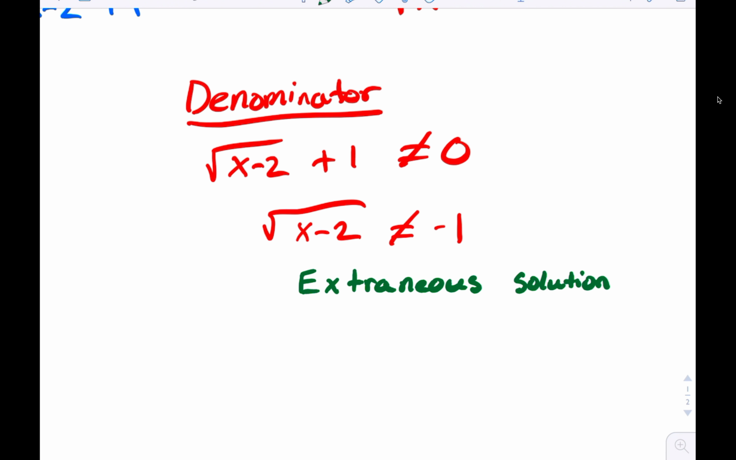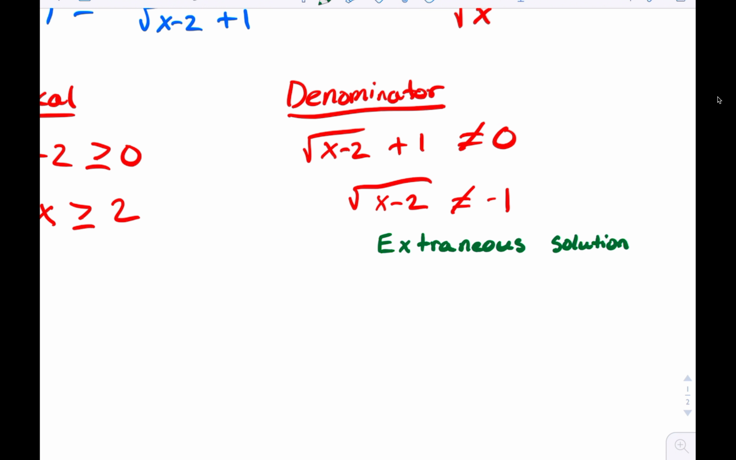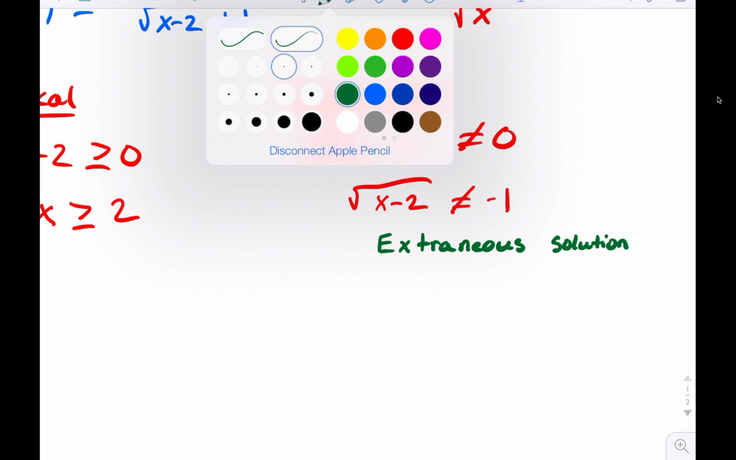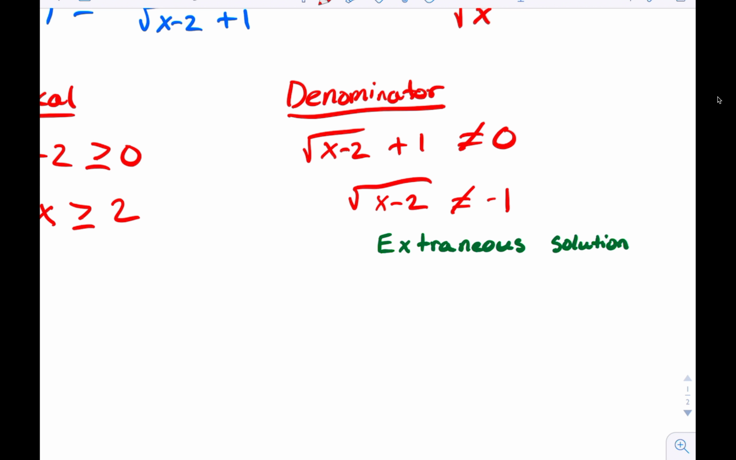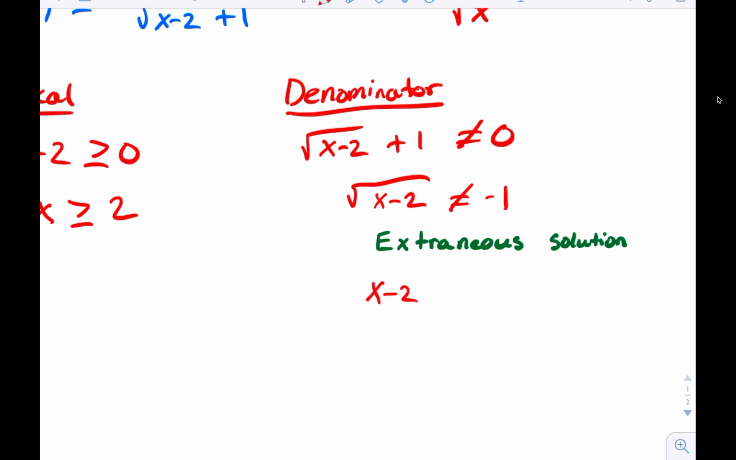What that means is that when you work out the problem, it's going to tell you that this is the number that's not going to work, but if you actually plug that number back into the problem, it actually will work. So it's called an extraneous solution. I'm just going to finish this part, and I'll show you what I mean. To get rid of my square root, I'm going to square both sides. So I get x minus 2 can't be 1, and then x cannot be 3.